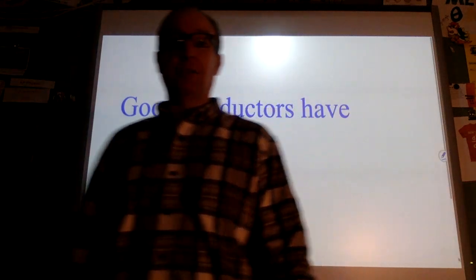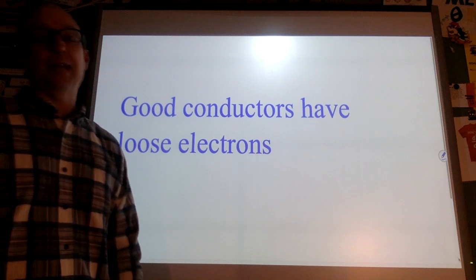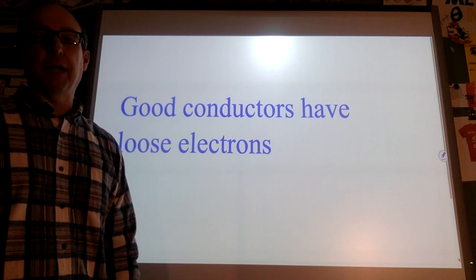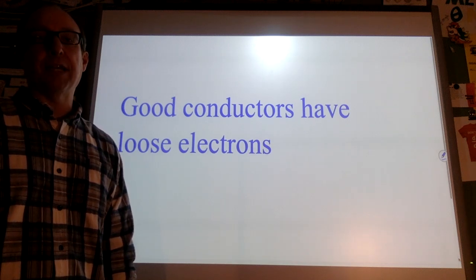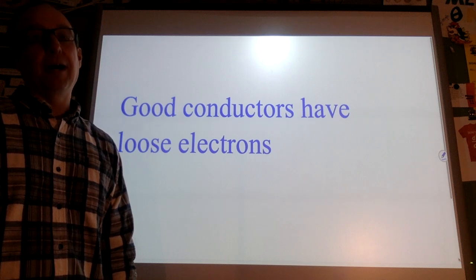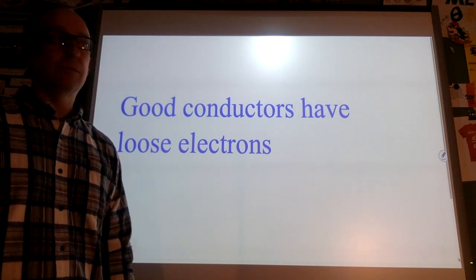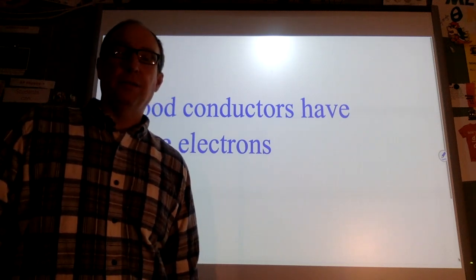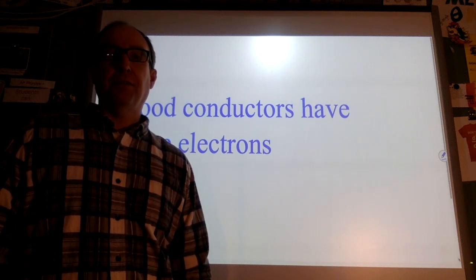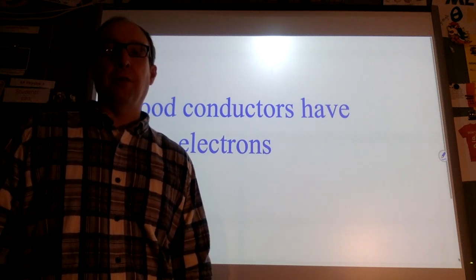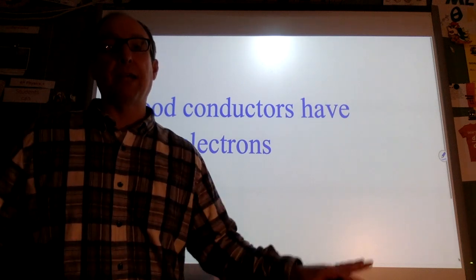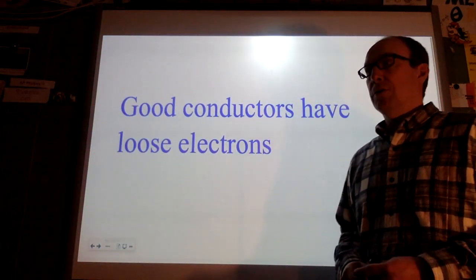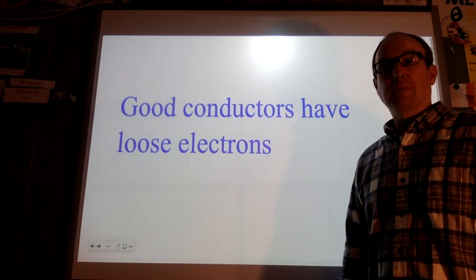Things that are good conductors of electricity typically have loose electrons, so they're free to share their outside electrons. And typically things that are good electrical conductors are also good conductors of heat. So if you think about a pan, or if you've ever sat on metal benches at a stadium compared to wood ones, the metal ones are always colder because they're conducting your heat away. The wood ones will retain some of that heat. Or if you touch a metal doorknob, it always feels cold.